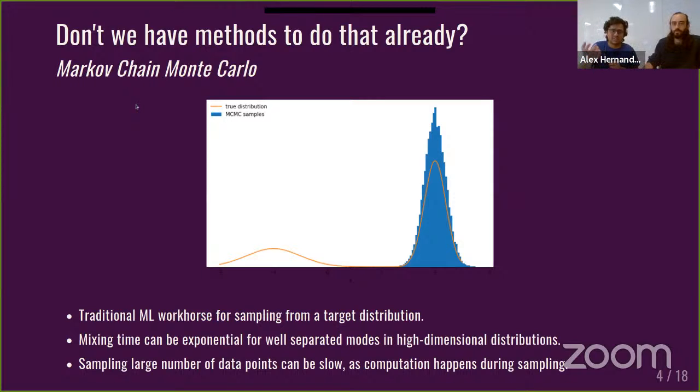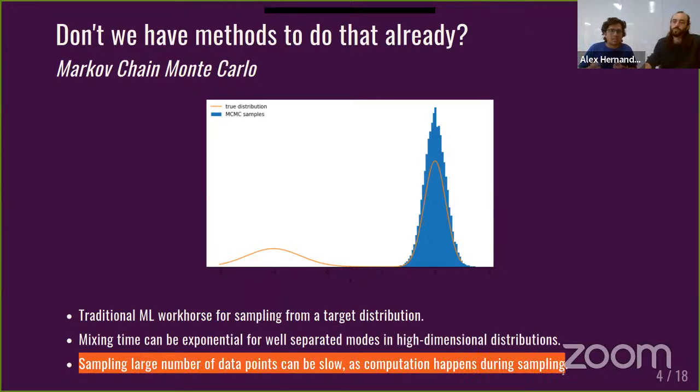Just for instance, if you look at this particular example, we have fairly well separated modes, and MCMC tends to just not be able to move from one mode to the other. Now, of course, given infinite time and compute, this will eventually cover the entire distribution. But in cases of high dimensional distributions where you do not have infinite compute, this can be a limitation. And another important aspect is that with MCMC the compute happens during sampling. So if you want to generate a large number of batches, you have to spend a lot of compute during sampling. So that's one of the drawbacks of MCMC methods.